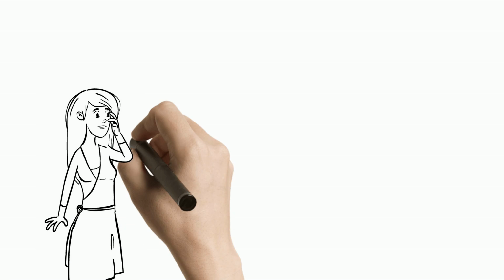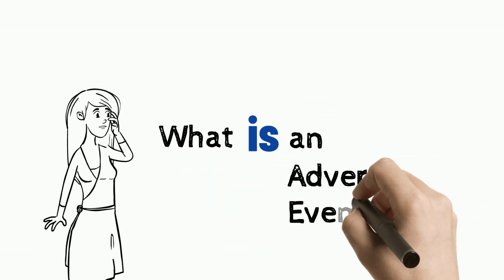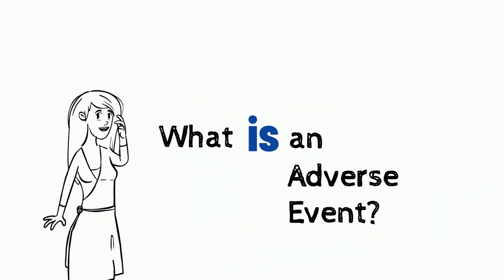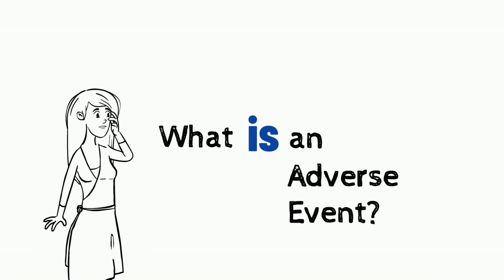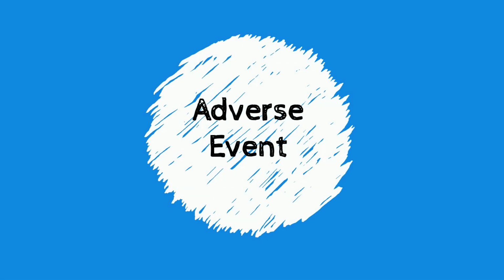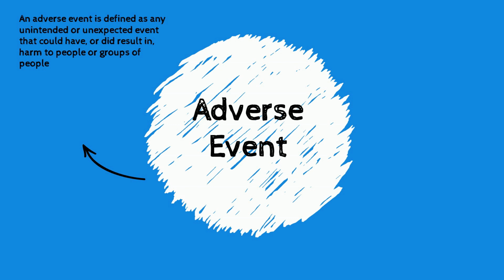What is an adverse event? It can be known by many names: an incident, an occurrence, an event. An adverse event is an unexpected or unintended event that could have or did result in harm to people or groups of people. Harm is defined as an injury, suffering, disability, ill health, or death to a person.